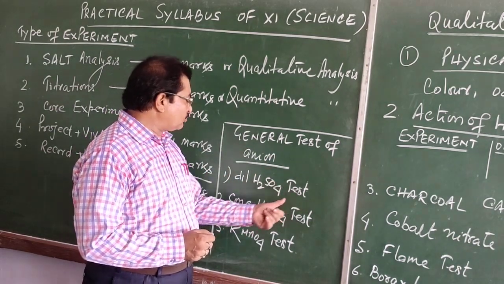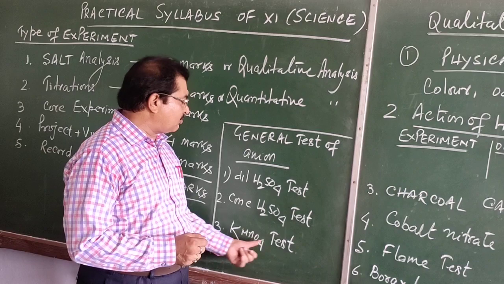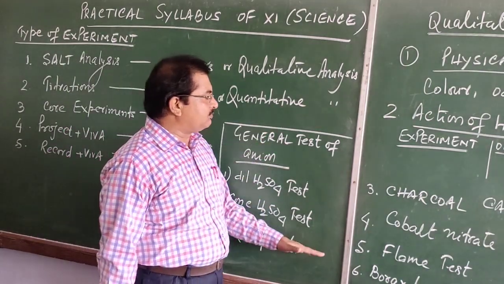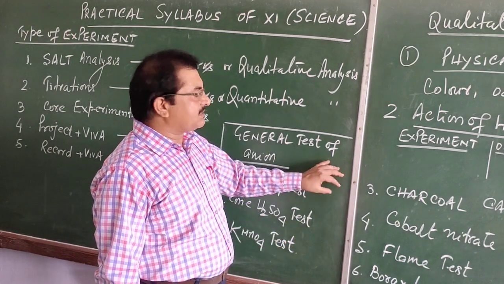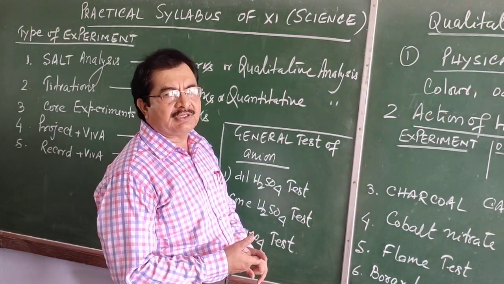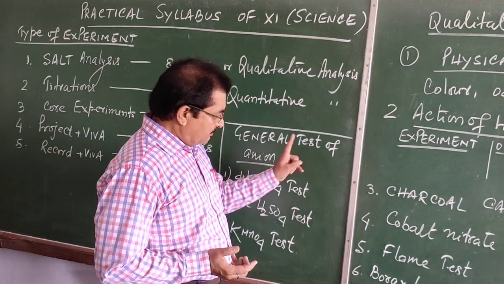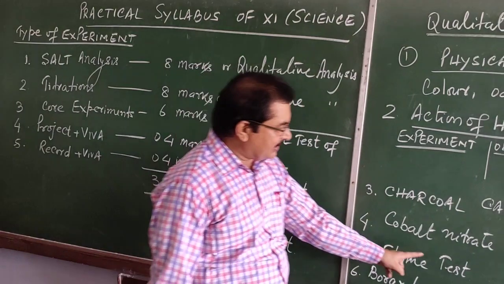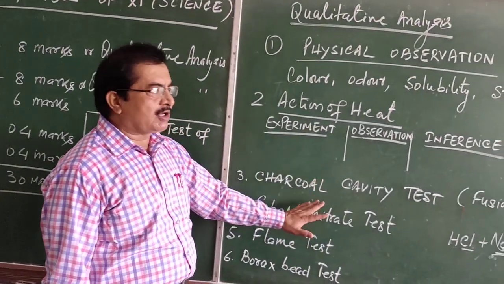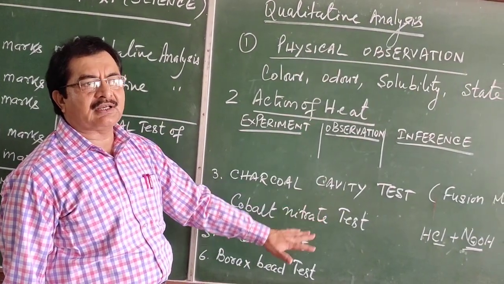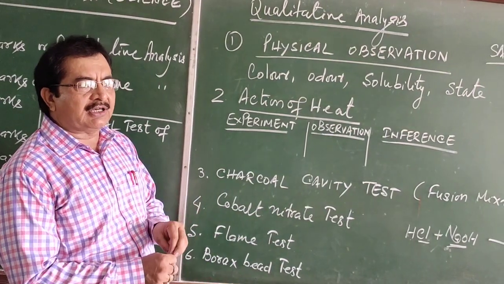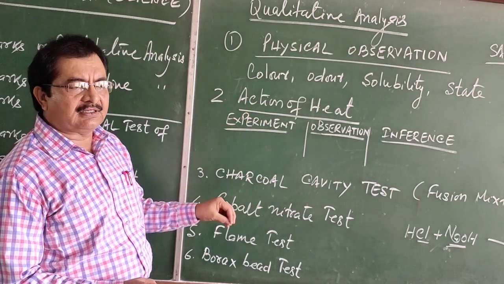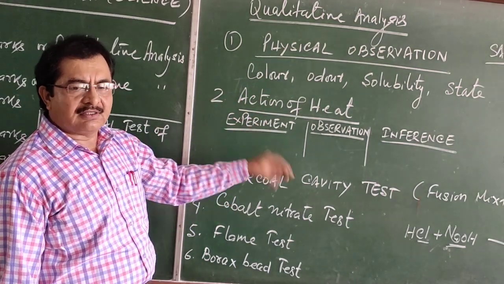So the dilute sulphuric acid test, the conc. sulphuric acid test, and the camenophore test are called general tests of anion. Once through the general test we find that this anion may be present, then we do the confirmatory test of anion. By getting the general test of cation, afterwards we do the confirmatory test of cation, and in this way finally we conclude the salt has this basic radical and this acid radical. So the provided salt is this much.